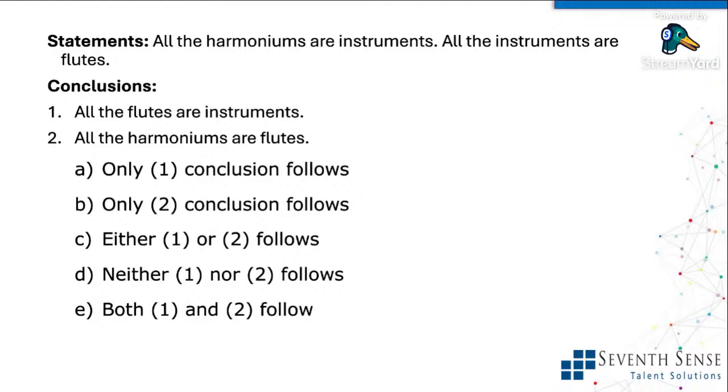Try this. So, what would be the answer for this? All the harmoniums are instruments, all the instruments are flutes. You have two conclusions. All the flutes are instruments, all the harmoniums are flutes.